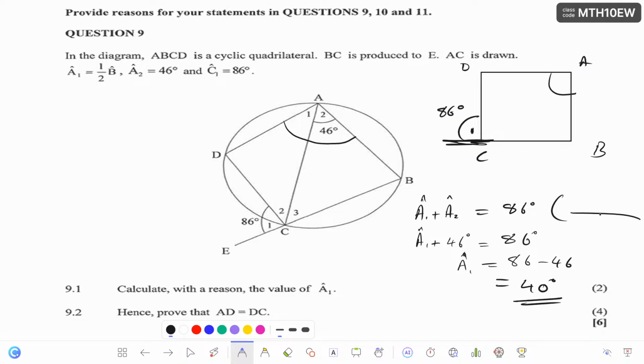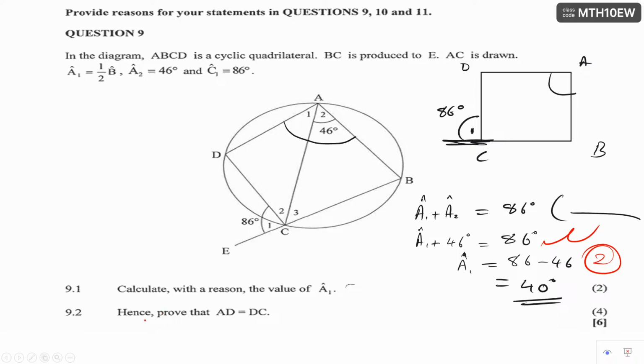Done. The reason I'm saying is exterior angle of a cyclic quad or quadrilateral. Yes. So we are done with this one. We have our 2 marks. So now let's go here.